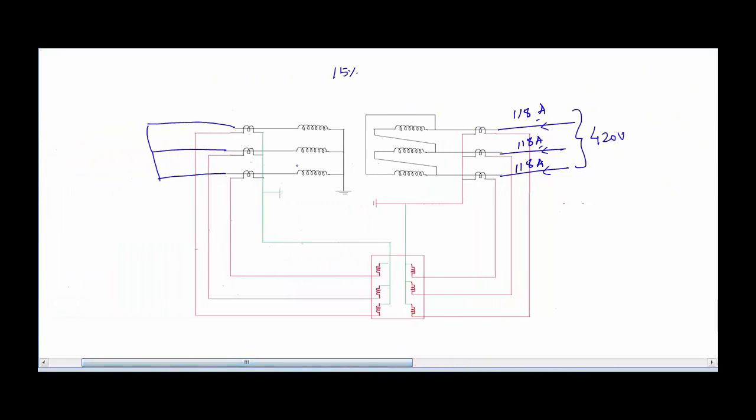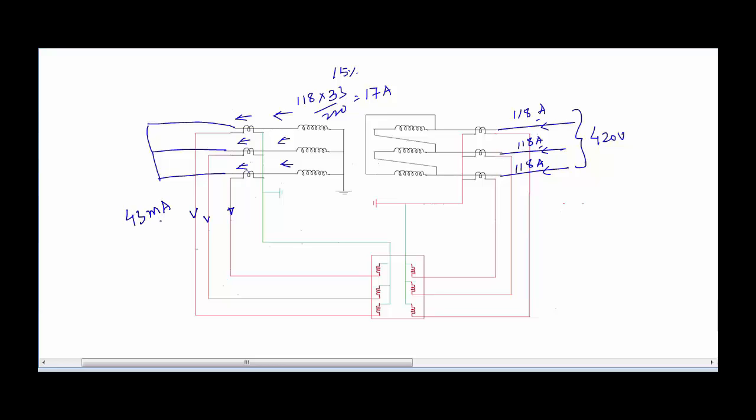Now on this side, based on the transformation ratio, the current flowing will be 118 into 33 divided by 220 kV, which is roughly equal to 17 amperes. Now if the current flowing here is 17 amperes, the stepped-down current flowing in all these three phases will be roughly around 43 milliamperes.